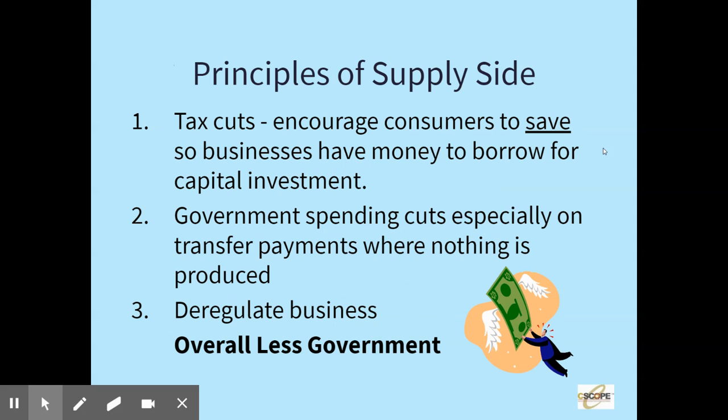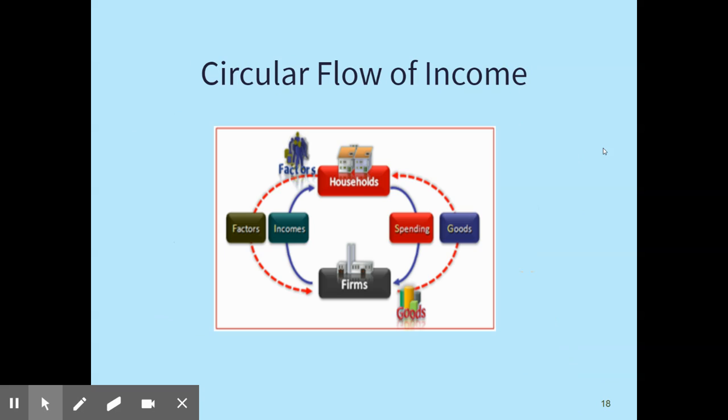Principles of supply side here: tax cuts, encouraging consumers to save so businesses have money to borrow for capital investment. Government spending cuts, especially on transfer payments where nothing is produced. And deregulate business. Let them do what they think they need to do and take the government regulations off the businesses so they can expand and do what they deem necessary. So it's known as trickle down economics, from the wealthy supply side down to the consumers on the demand side.